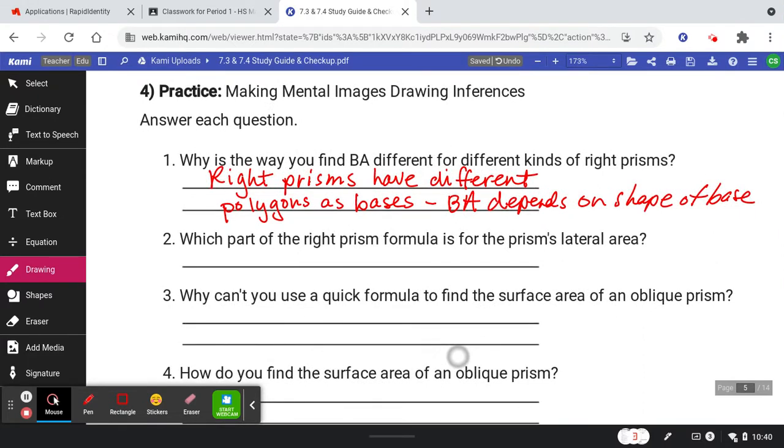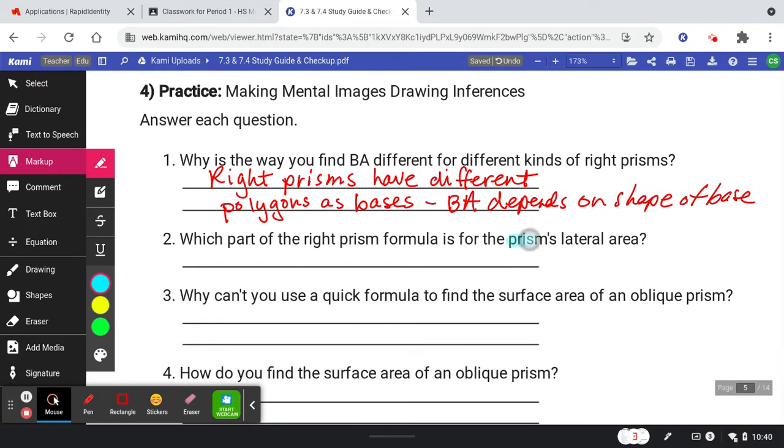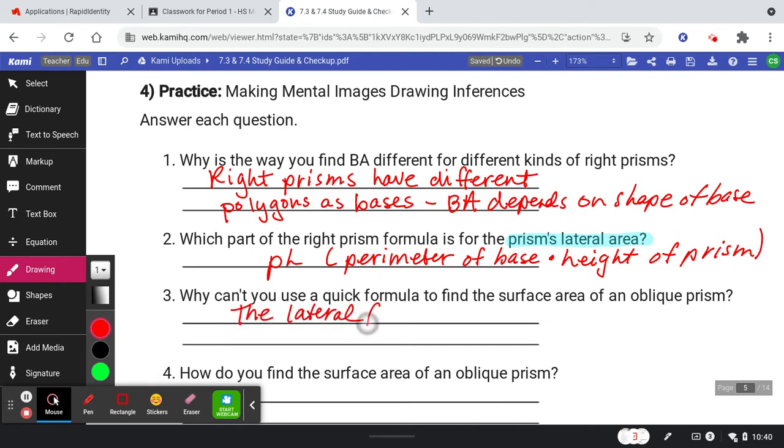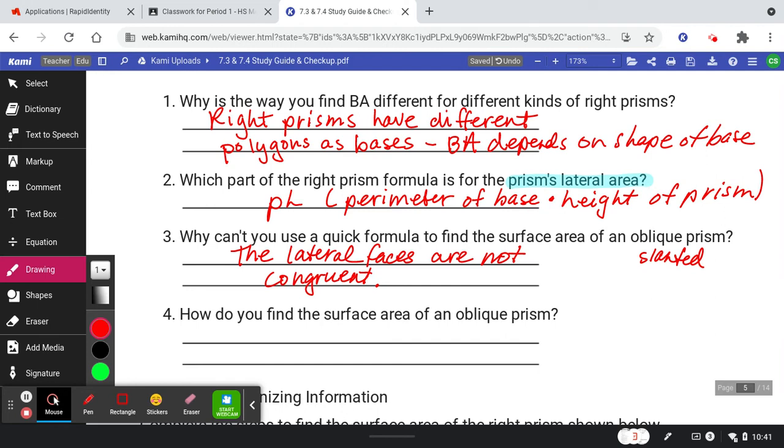Which part of the right prism formula is for the prism's lateral area? Of that formula up top, it's the PH. It's the perimeter of the base times the height of that prism. Why can't you use a quick formula for this? Because the lateral faces are not congruent. For the oblique, when it's slanted, you can't use a quick formula.